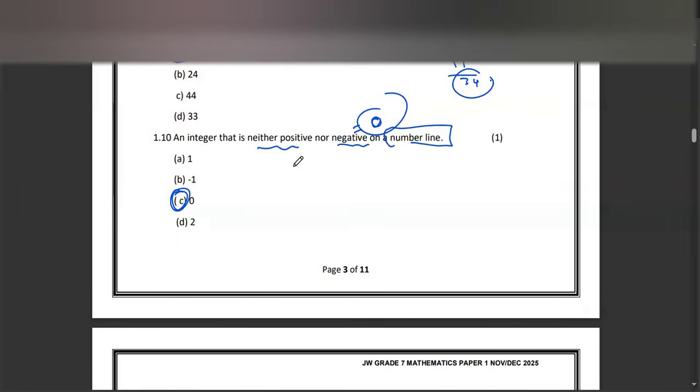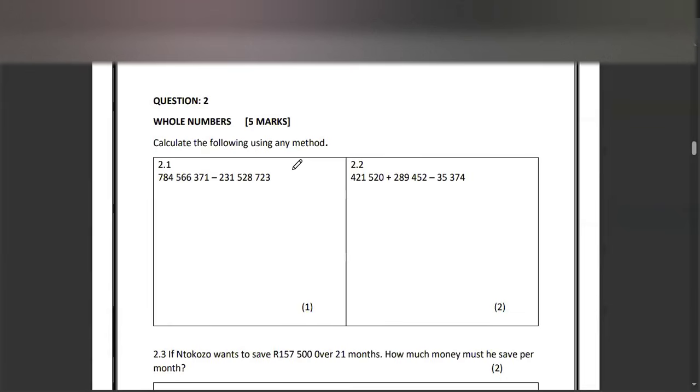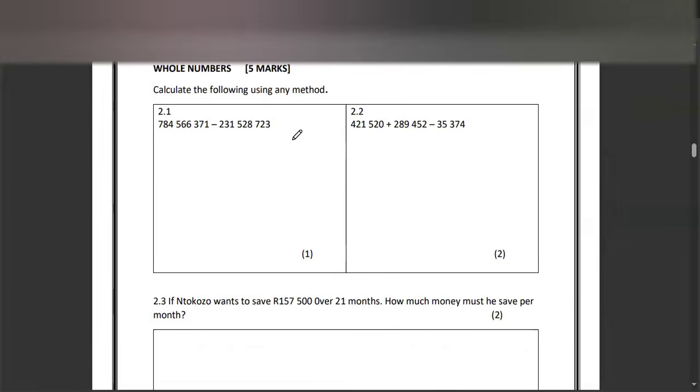All right, so those are the 10 marks for the first question. Then question 2, calculate the following, using any method. So the best method that we normally use is the column method, okay? So it's going to be 784,566 minus 371. Now, what is important with this method is that you need to be very, very careful when arranging your numbers so that they are aligned according to their place values.